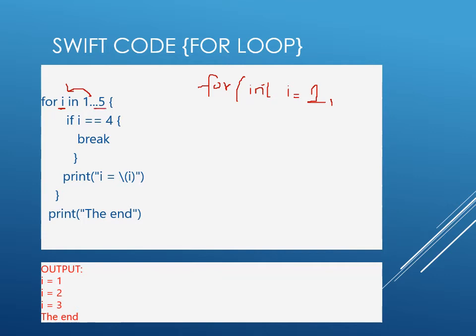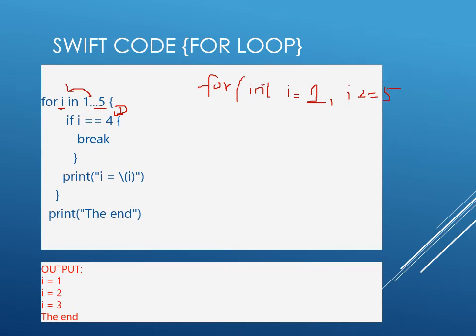and now this is the condition part, means the second part, right? It will check the condition that i is less than or equals to 5, right?